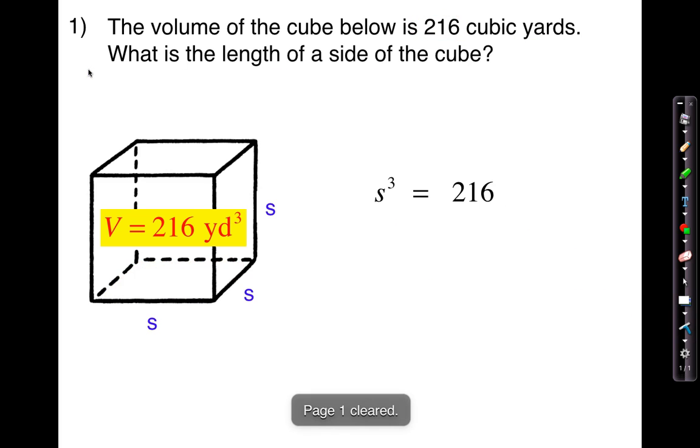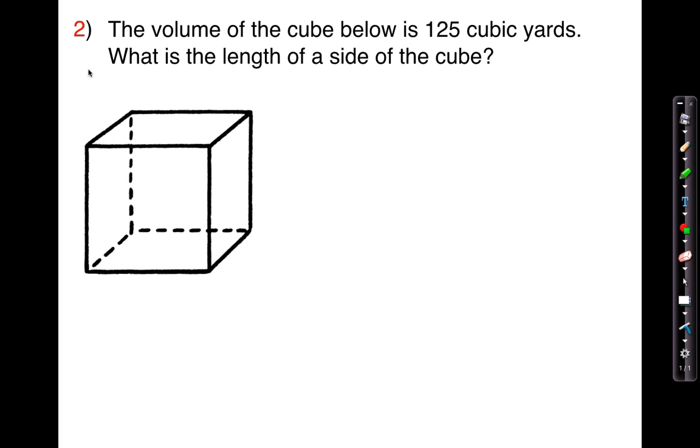Okay, so let's go ahead and take a look at the next example. Go ahead and pause the video and try this one on your own. Okay, so for this one, hopefully you identified the fact that the volume is 125. You went ahead and labeled a variable. It doesn't really matter which variable you choose. I chose S to represent side. You could have chosen something else.